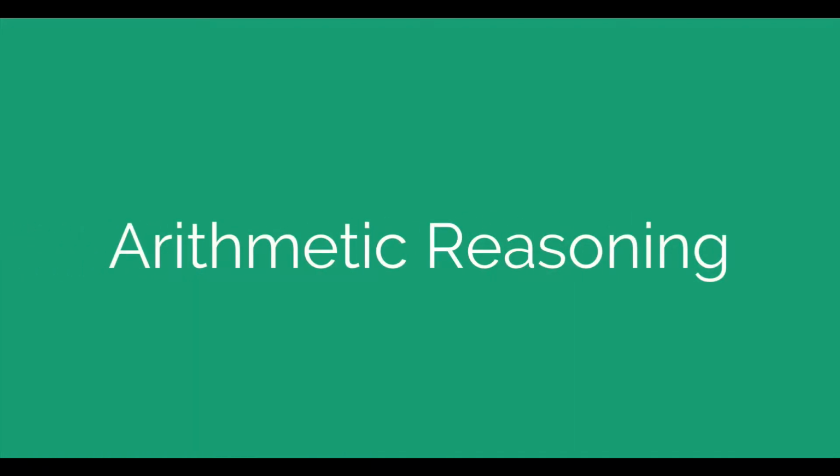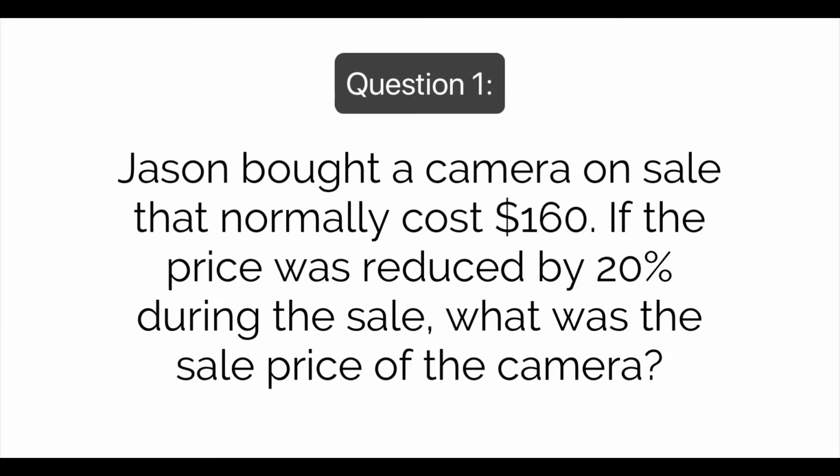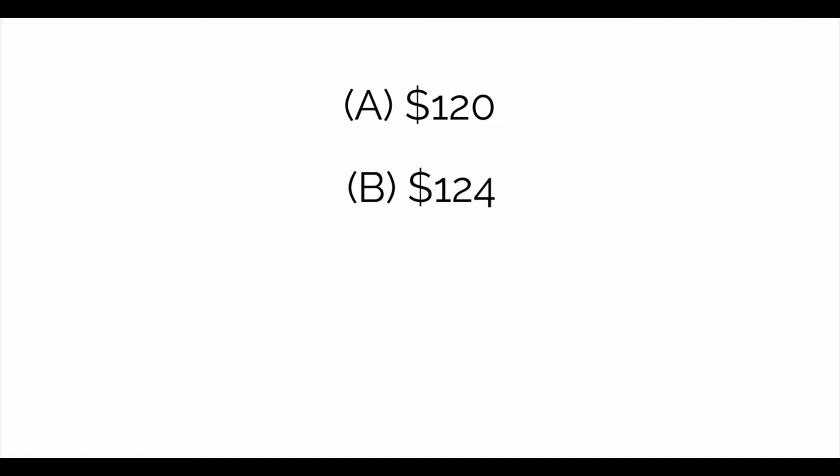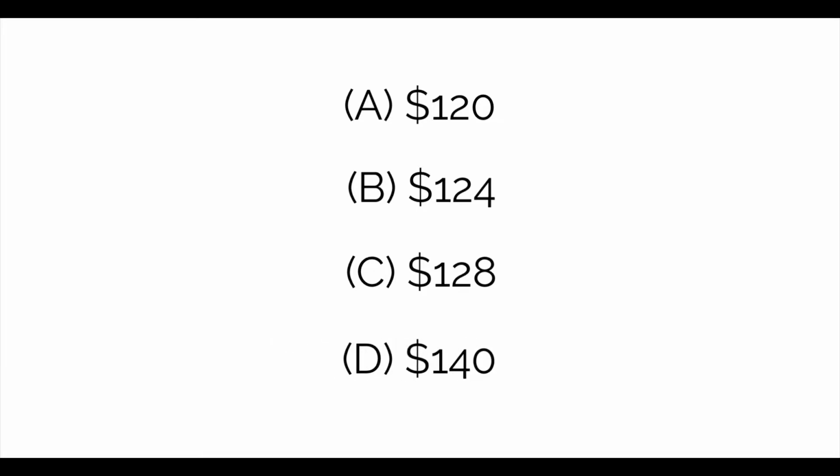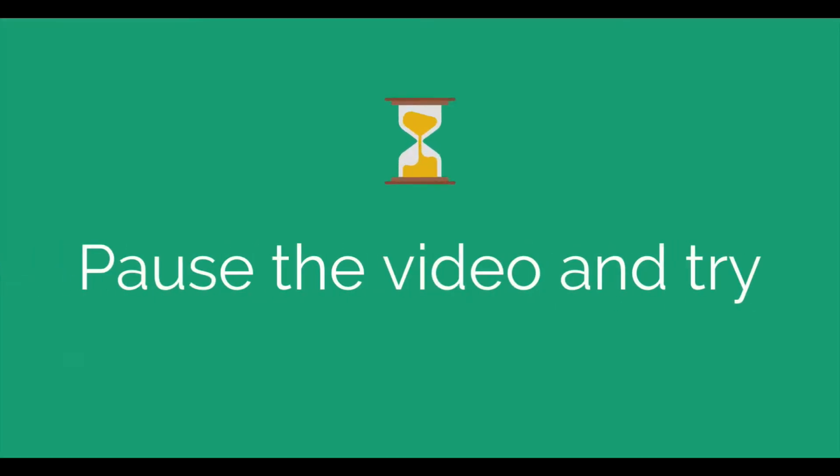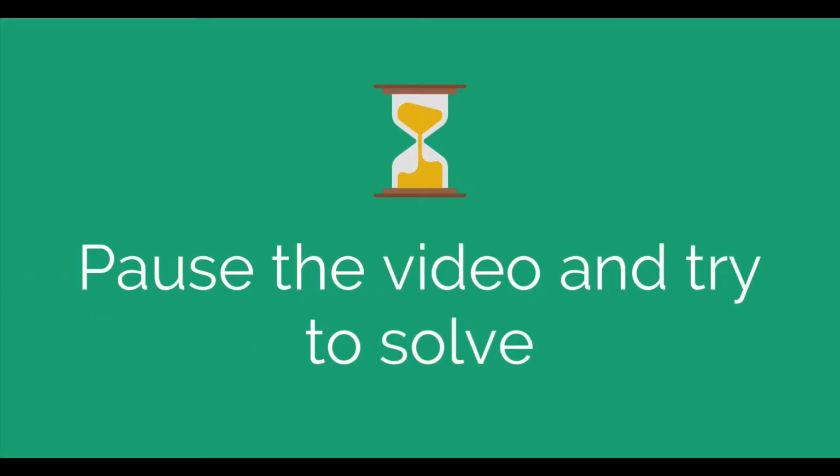Arithmetic reasoning. Question 1. Jason bought a camera on sale that normally cost $160. If the price was reduced by 20% during the sale, what was the sale price of the camera? A. $120. B. $124. C. $128. D. $140. Pause the video and try to solve for yourself, and then we'll go over the answer.